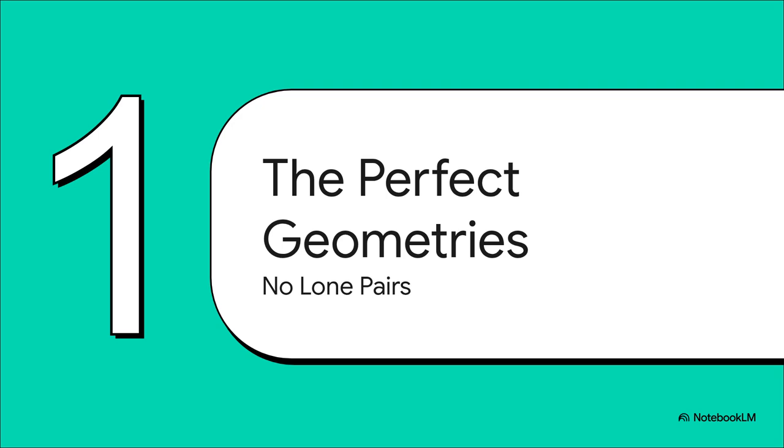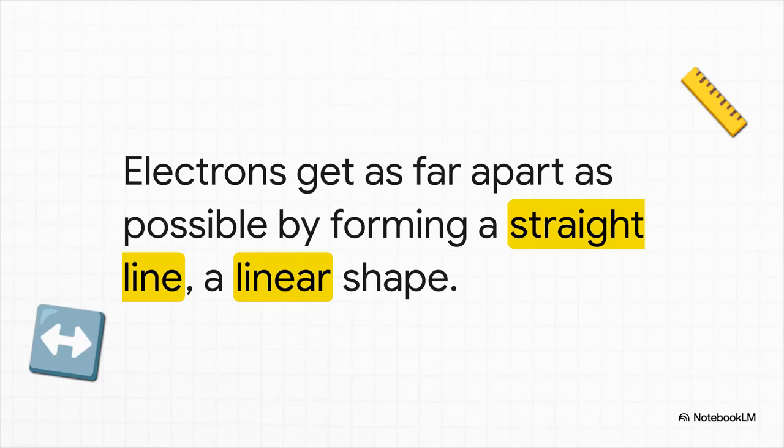So let's start with the easy cases. What happens when a molecule has no lone pairs on its central atom? Well, when all the electron groups are nice, polite bonding pairs, you get these perfect, predictable, totally symmetrical shapes. Think about it. If you've got a central atom with only 2 electron groups pushing away from it, what's the farthest apart they can get? It's simple, right? They go to opposite sides, forming a perfectly straight line.